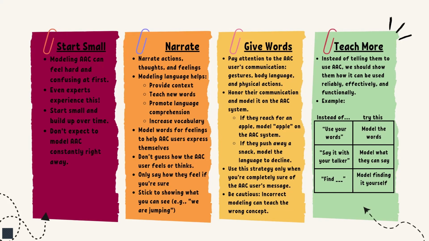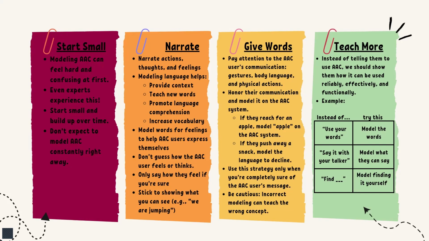Pay attention to the things an AAC user is communicating in other modalities, such as physical means, gestures, body language, etc. Honor that communication and model those things on the AAC system. For example, if they communicate a request for an apple by reaching for an apple, model apple on the AAC system. If you offer them a snack and they push it away to indicate that they don't want it, model the language they can use to decline a snack.